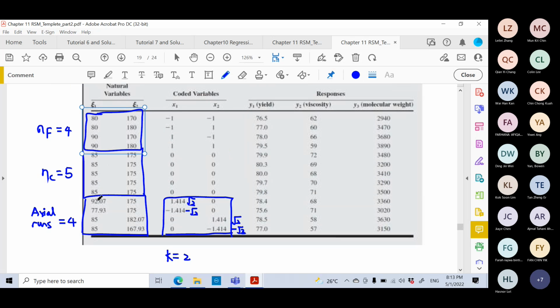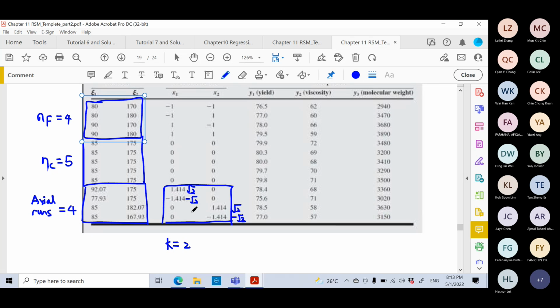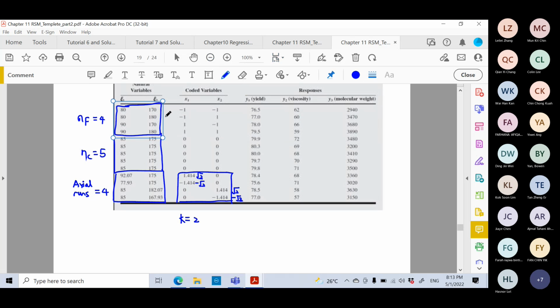Then you will get 92.07. Okay, then after that you have a 0 here, which is still 175. Then if you have a negative here, you will get 77.93. Of course, you want to get this, so you need to find the relationship of the x1 with the xi1. Just now I have shown it to you.